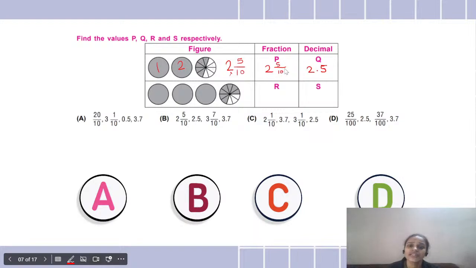Why? Because in the denominator we have 10, which means that after the decimal, immediately in the first place, I write the number. Clear? Okay.